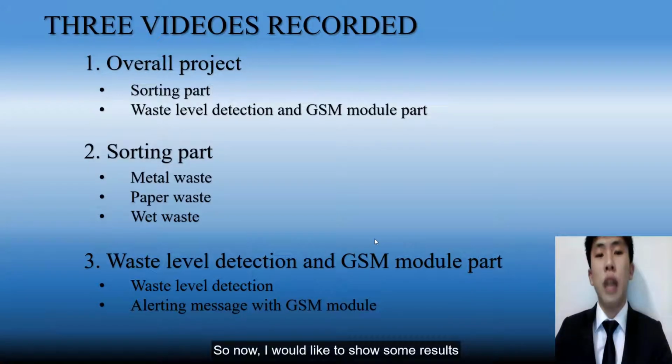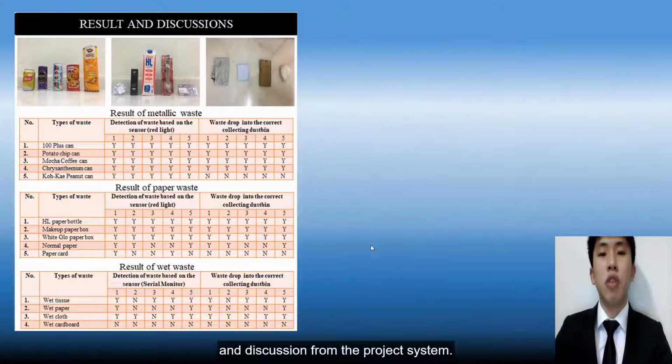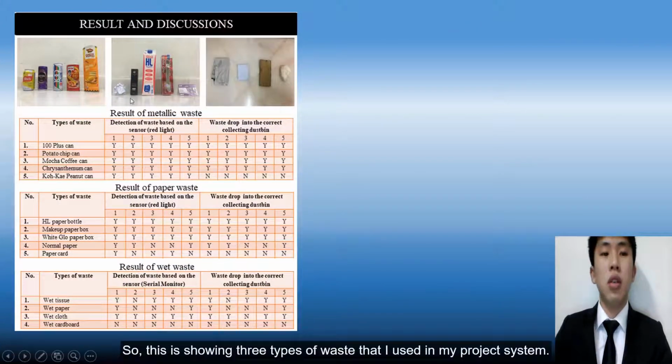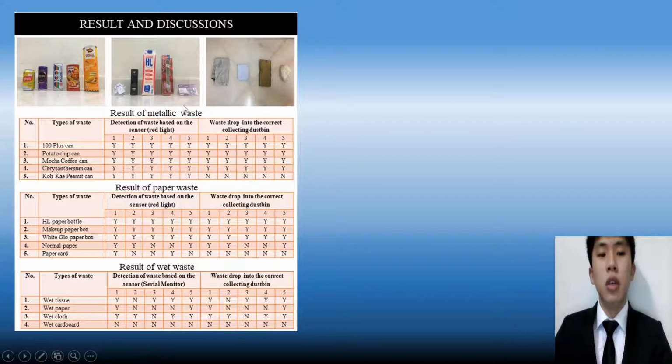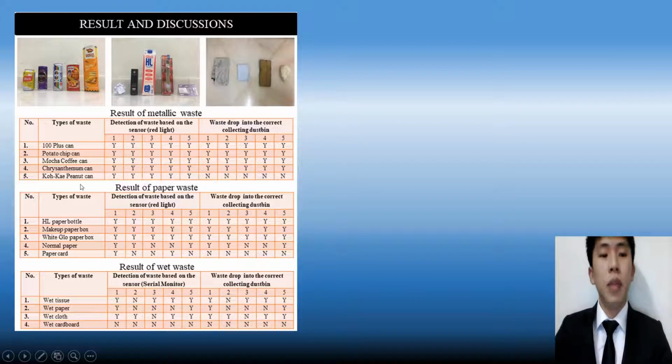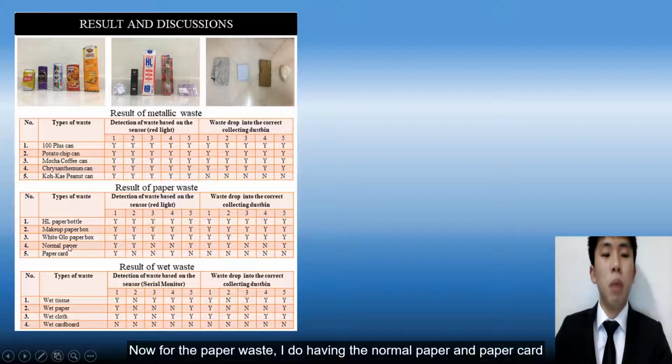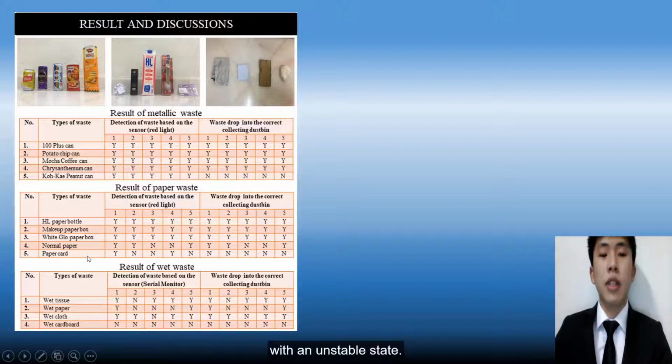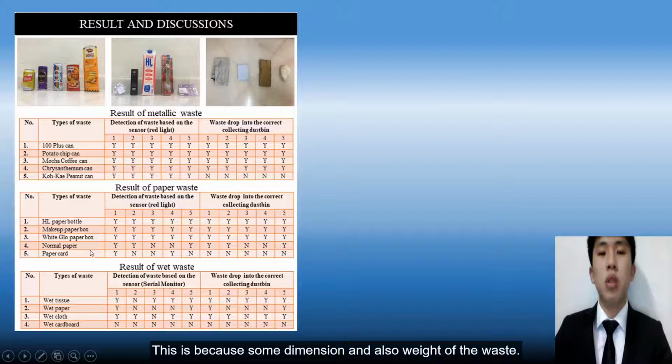So now I would like to show some results and discussion from the project system. So this is showing the 3 types of waste that I use in my project system. The table will show that one of the aluminum cans is unable to drop into the waste, while the sensor can detect the type of the waste. It might be a problem with the weight of the waste. And now for the paper waste, I have normal paper and paper cut with an unstable state. It's because of the dimension and also the weight of the waste.